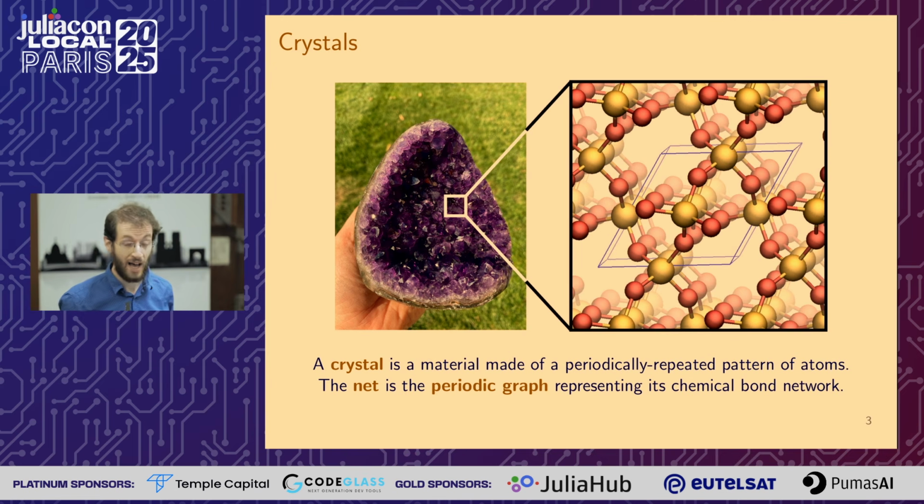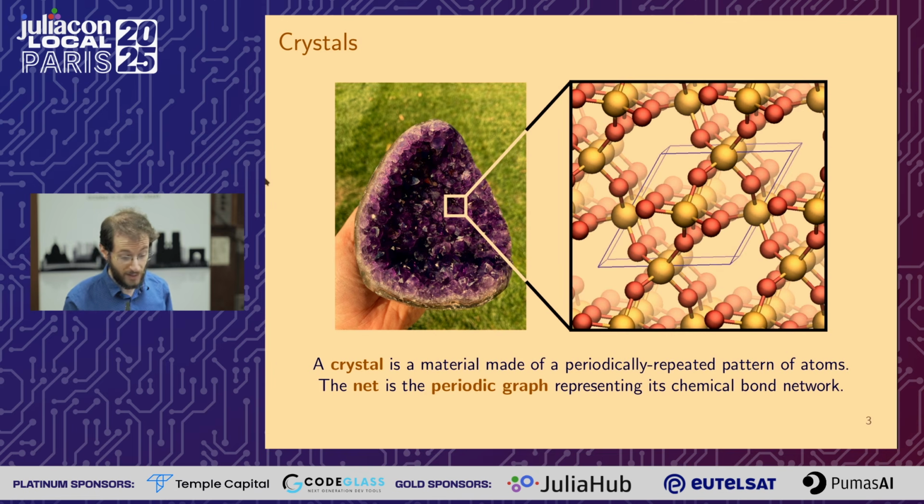And the question which I am interested in is trying to identify nets, which is to find the name of the net. So that we can say, for instance, well, this net is QTZ. And the only QTZ material with composition of silicon and oxygen is quartz. So this helps identifying crystals.